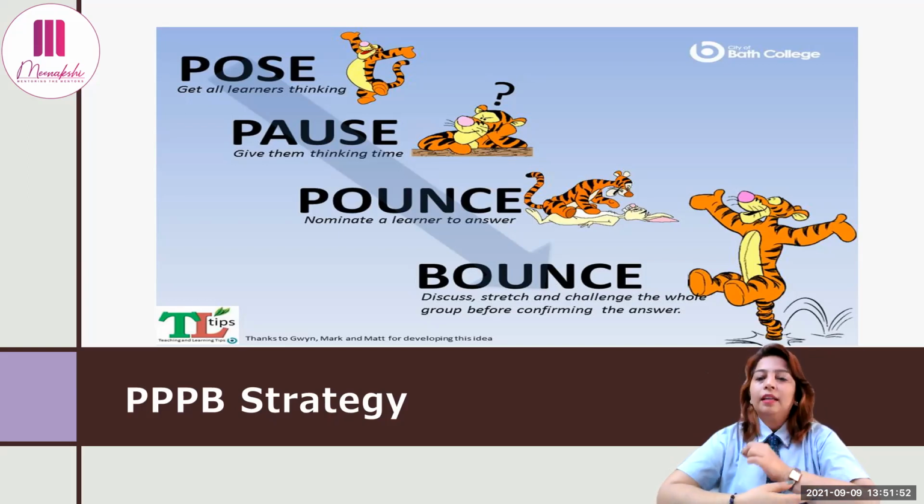Give them thinking time, let them think of the answer, let them talk to the neighbor, the peer, the partner sitting next to the child, or maybe you have made them sit in groups, right? So let them discuss the answer, give them some time, and after that you pounce on any one student randomly to ask the question. And when the child responds, you may bounce the question back to another child, whether the child agrees with the answer or disagrees, or has another alternative answer.